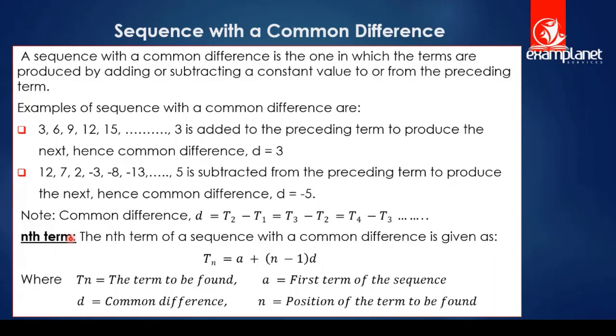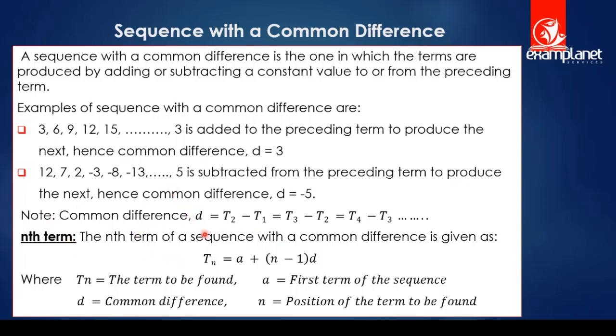Alright? Okay, now we have what we call nth term. What do you mean by nth term? The nth term of a sequence with a common difference is given as this. So when you say nth term, you're talking about a particular term of the sequence. It could be the third, or the fourth, or the fifth, or the 70th, or the 85th term, anyone. That's what I mean by nth term.